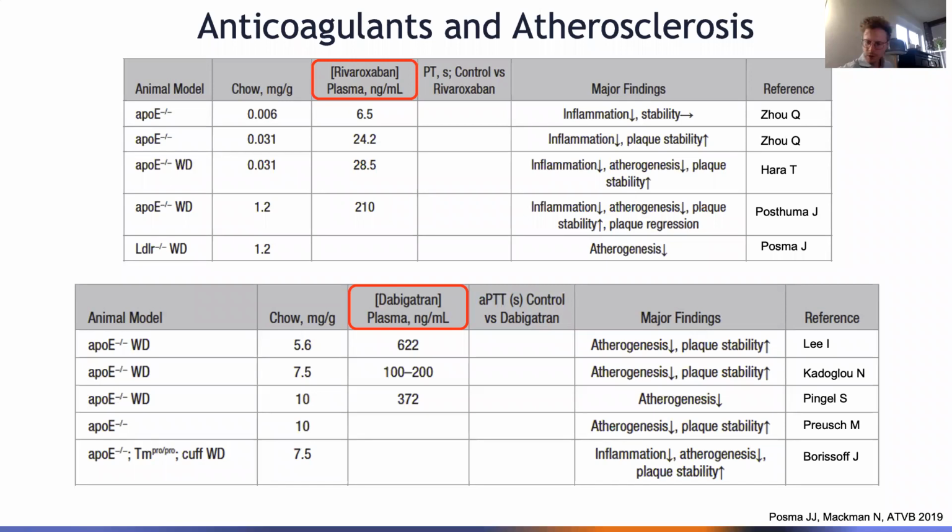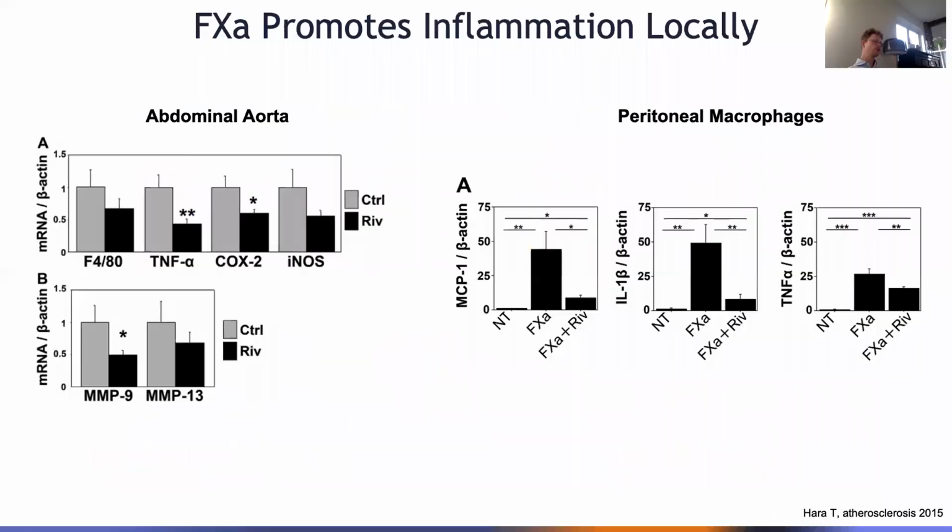So what kind of markers are we then talking about if we look at inflammation, for example? Let me give you two examples. This is from a Hara paper. This is also from an ApoE knockout model, mice treated with rivaroxaban, and they looked locally at markers for inflammation on the messenger RNA level. What they show is that when you treat these mice, you decrease the amount of inflammation inside the aorta.